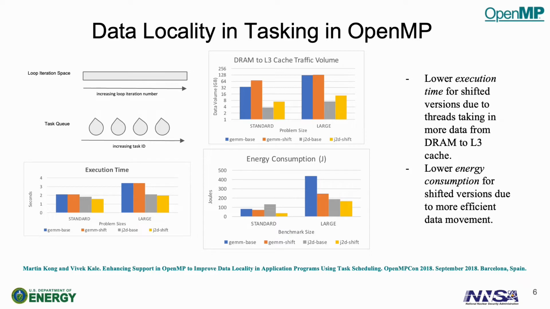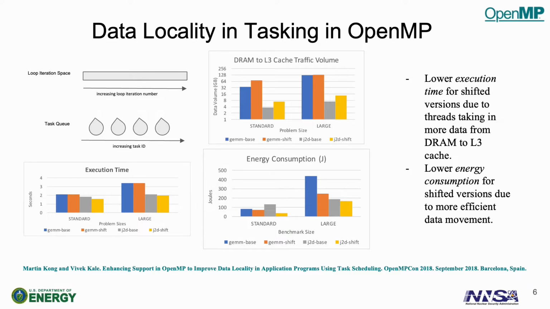I'll also note that we have locality optimizations for tasking in OpenMP, in particular taskloop. And we have done some experiments that show how a 2D Jacobi and generalized matrix multiplication both improve in their performance when we add locality hints to constrain the data movement across cores.